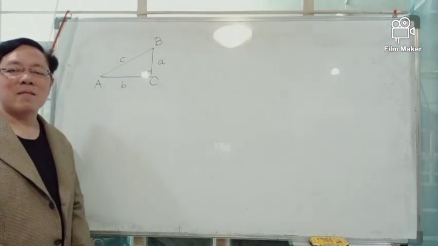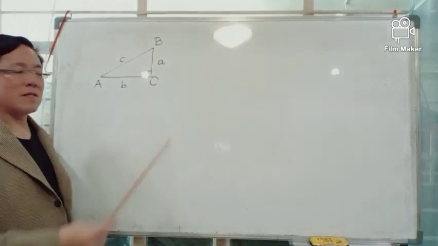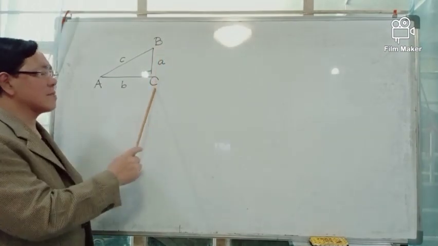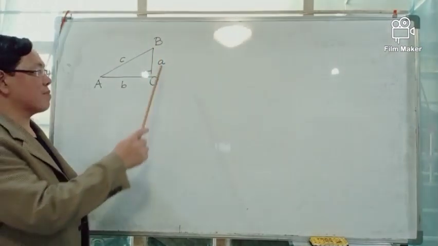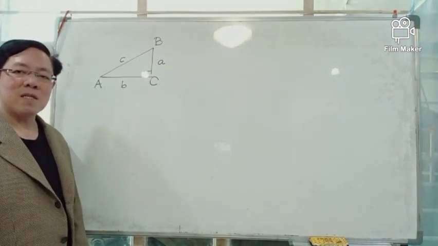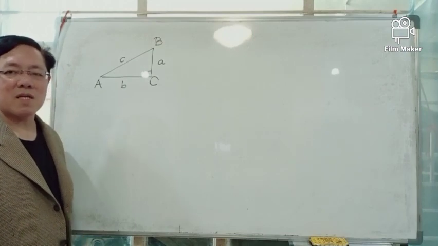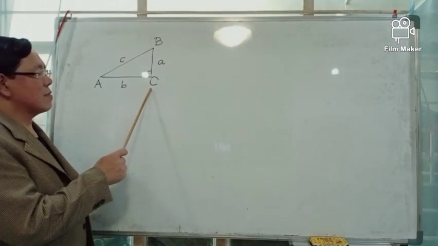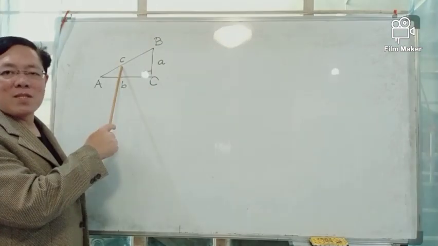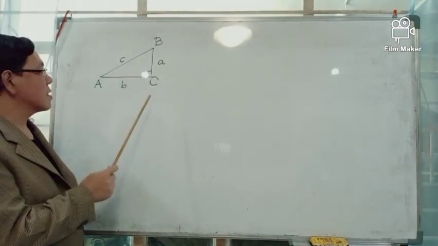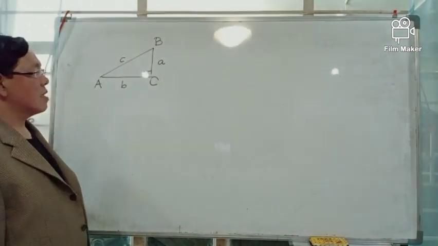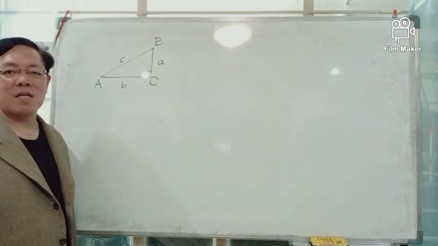We said before that a triangle has 6 parts. These are the 3 angles denoted by capital letters A, B, C, and the 3 sides denoted by small letters a, b, c. And we identify the specific sides of a right triangle. We said that the side opposite the right angle, the small letter c, is the hypotenuse. And the 2 other sides of the right triangle are referred to as the legs of the right triangle.